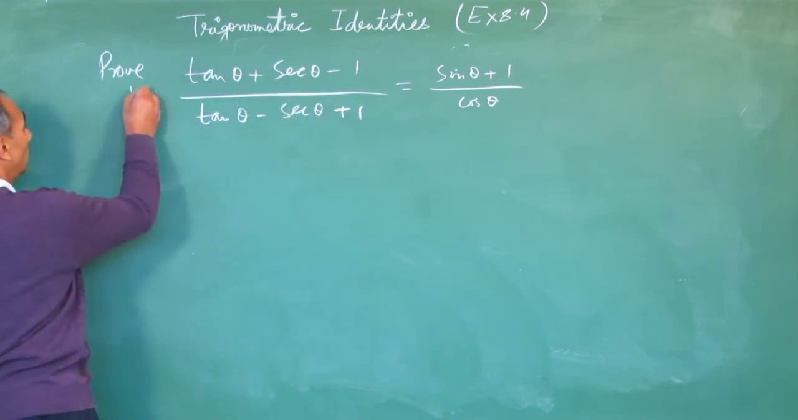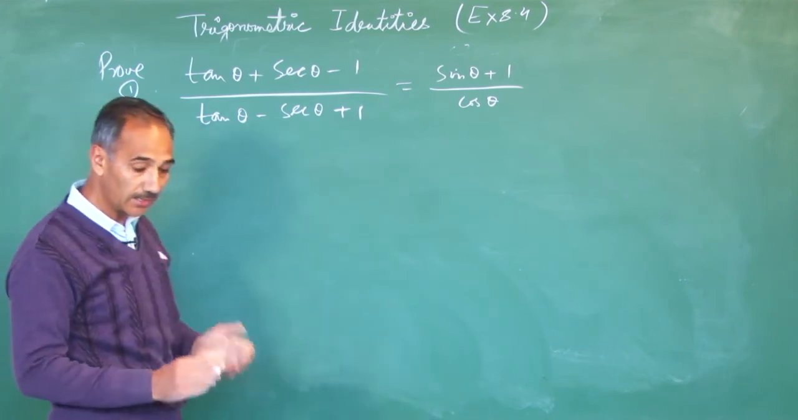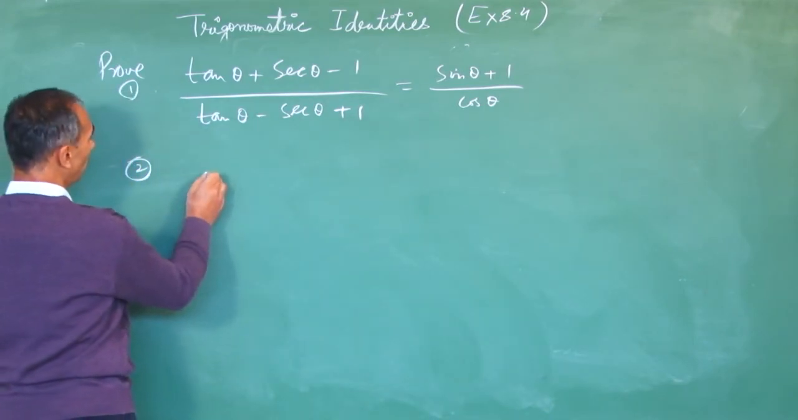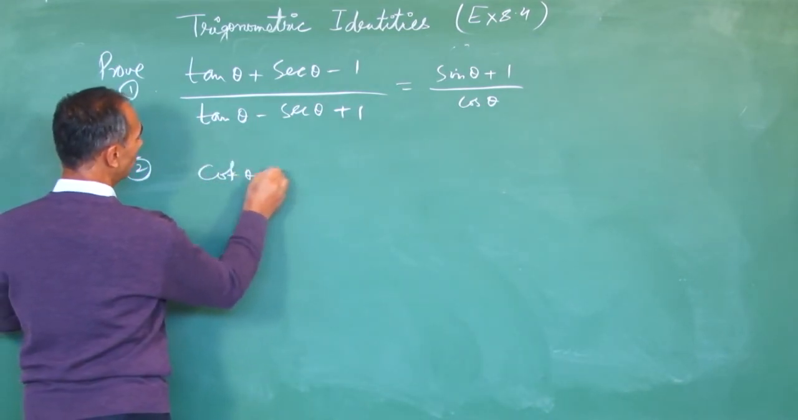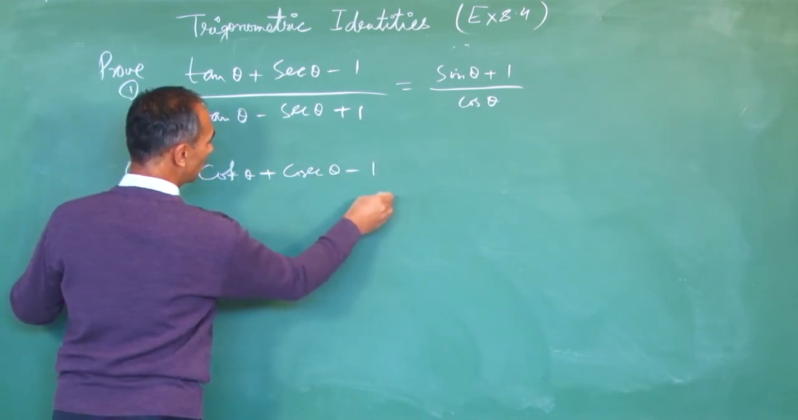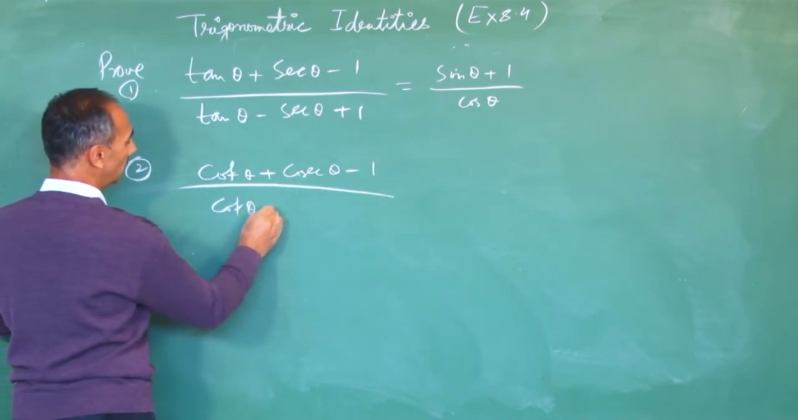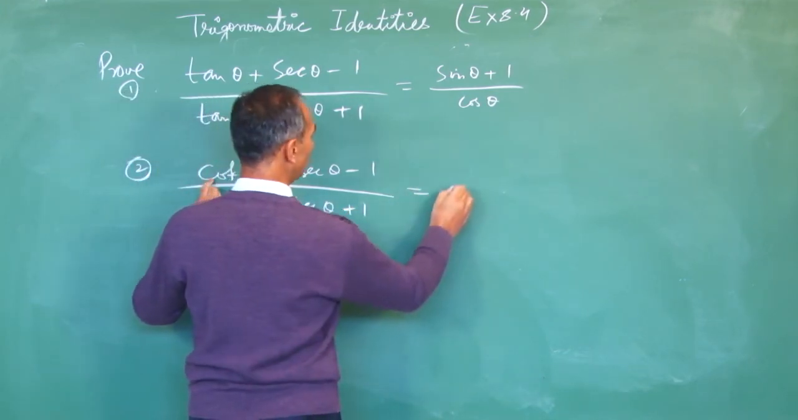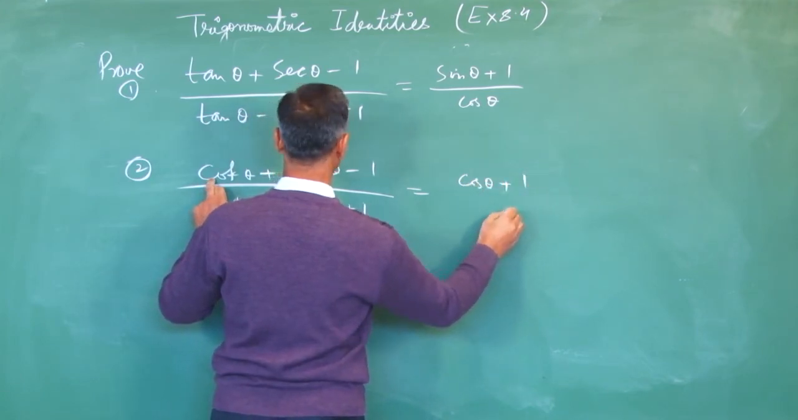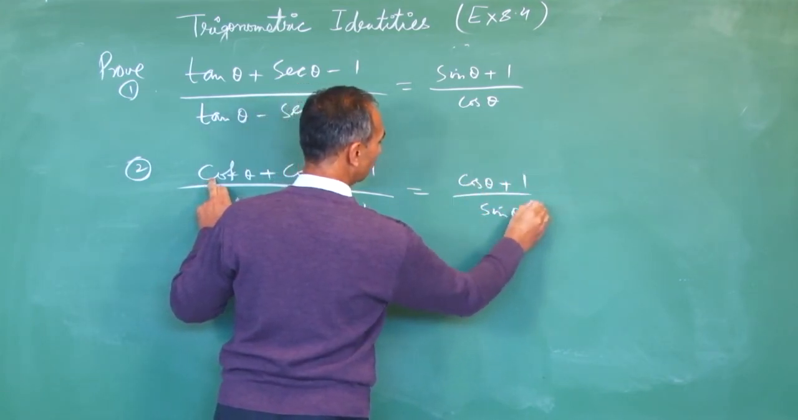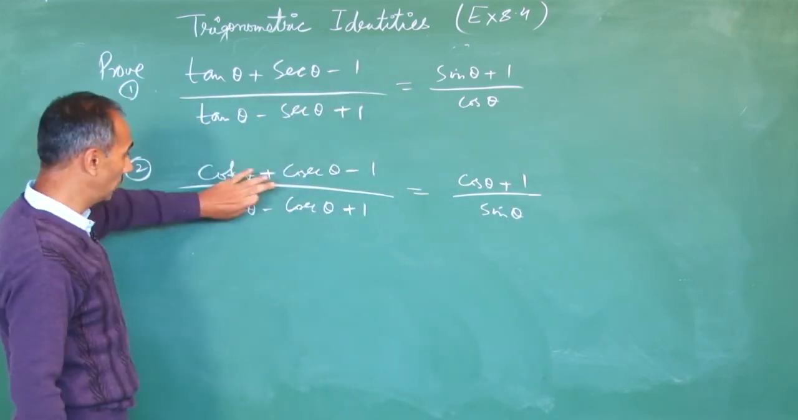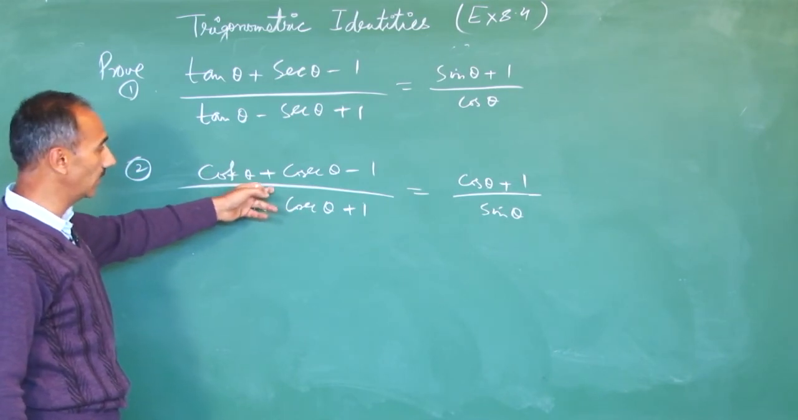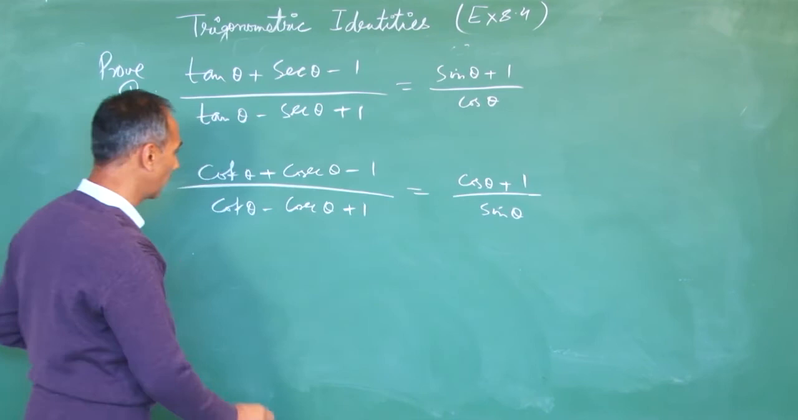Okay. Now this is in terms of tan and secant. The other result is in terms of cot and cosec. What's the result? Prove cot theta plus cosec theta minus 1 divided by cot theta minus cosec theta plus 1. This is nothing but cos of theta plus 1 upon sine of theta. If you reciprocate it, you will get one more result, again in terms of cot and cosec. Its answer would be sine theta upon cos theta plus 1.